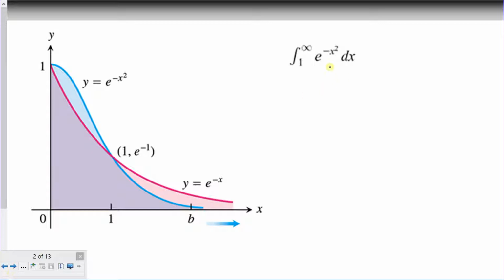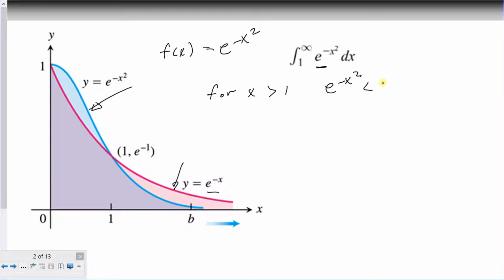There is a function of x, e to the minus x squared, and you see it graphed in blue here. And then there's another well-known function, y equals e to the minus x, and you see it graphed, I guess, in pink. And notice that for x more than 1, e to the minus x squared is less than e to the minus x.